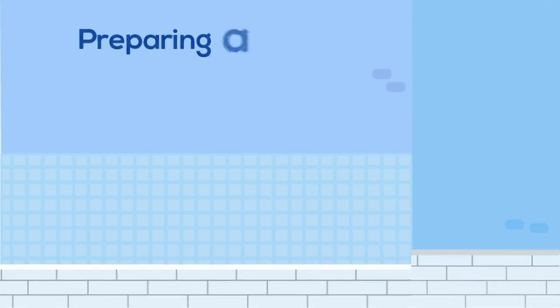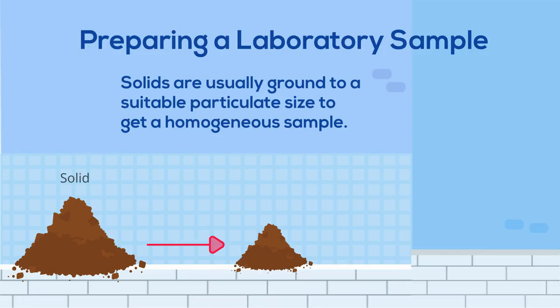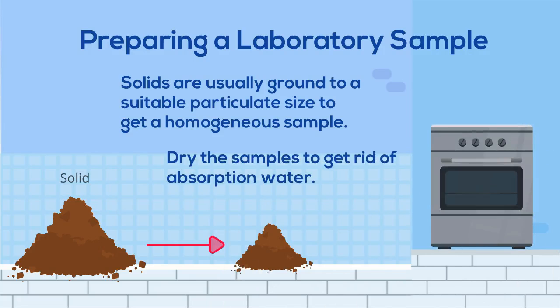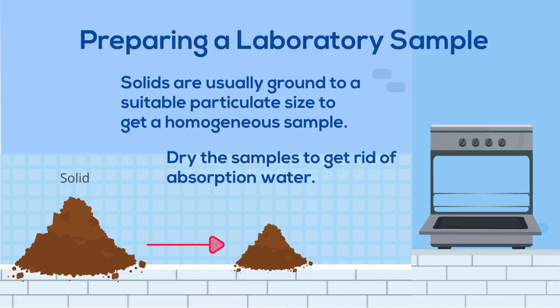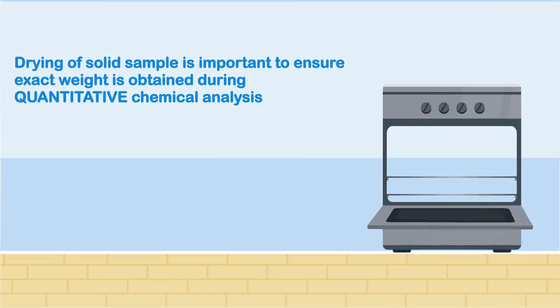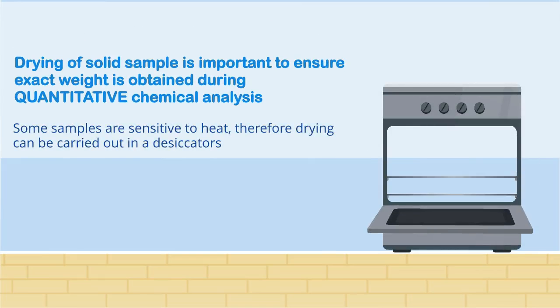Now we move to preparing a laboratory samples. Solids are usually ground to a suitable particulate size to get a homogeneous samples, and solid need to be dry to get rid of absorptions of water. Drying of solid is important to ensure the exact weight is obtained during quantitative chemical analysis.